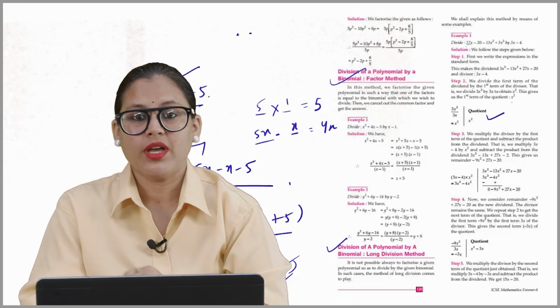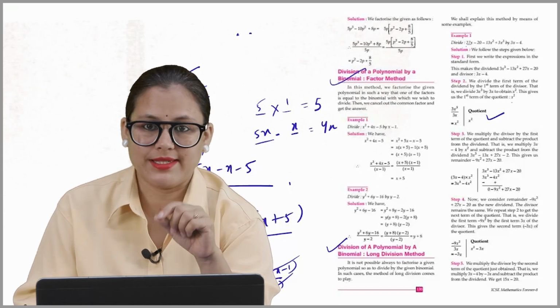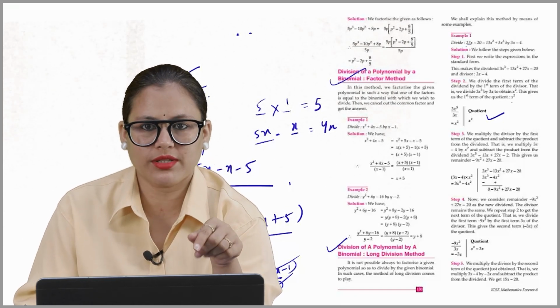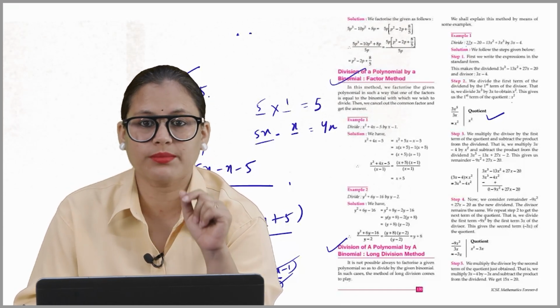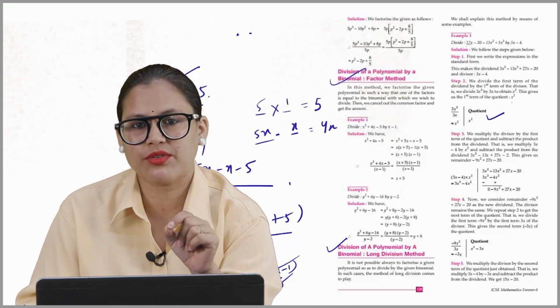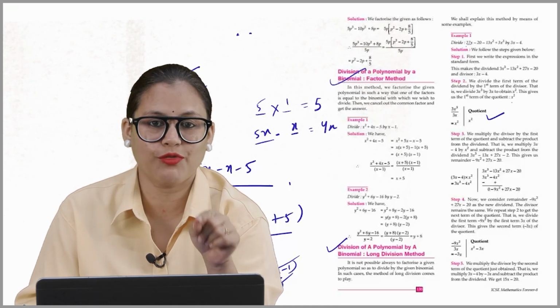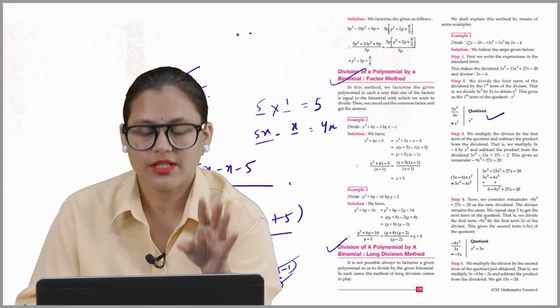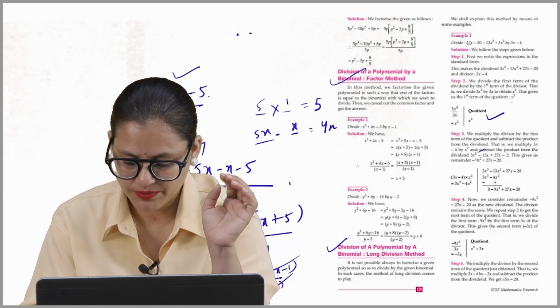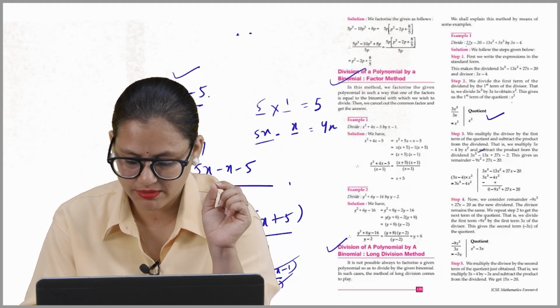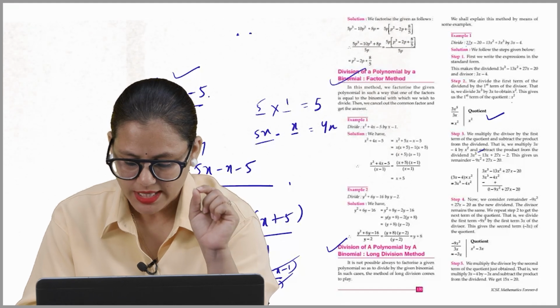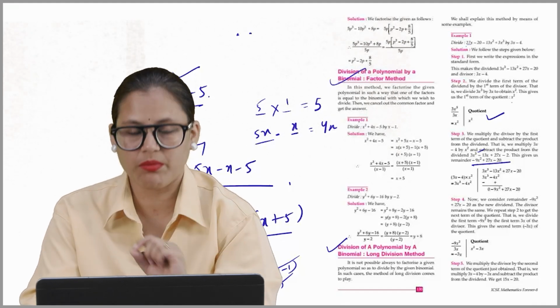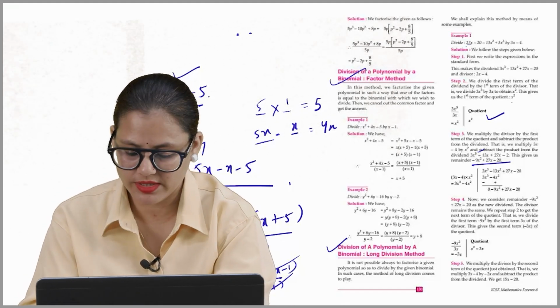Now step 3, we multiply the divisor by the first term of the quotient and subtract the product from the dividend. That is, we multiply 3x minus 4 by x square and subtract the product from the dividend, 3x cube minus 3x plus 27x minus 2. This gives us this remainder, as you can see here.